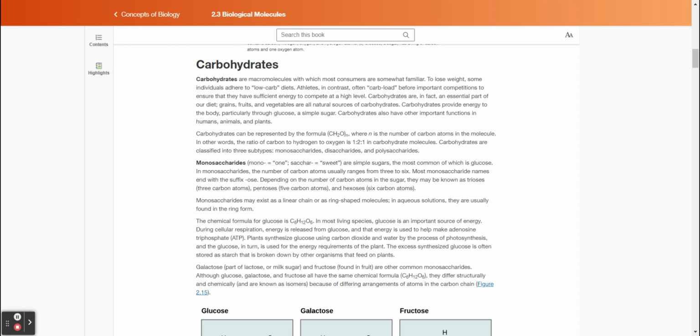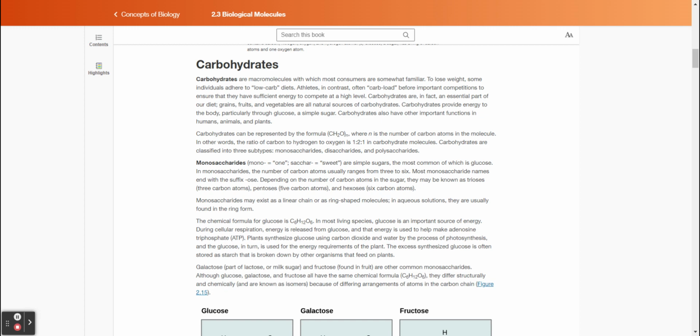Carbohydrates can be represented by the formula (CH2O)n, where n is the number of carbon atoms in the molecule. In other words, the ratio of carbon to hydrogen to oxygen is 1 to 2 to 1 in carbohydrate molecules. Carbohydrates are classified into three subtypes: monosaccharides, disaccharides, and polysaccharides.